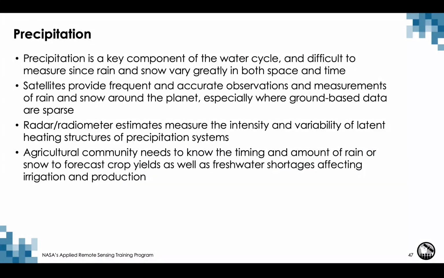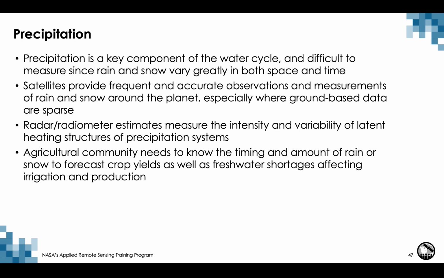Arguably, the most important agricultural weather parameter is precipitation. Precipitation is a key component of the water cycle and difficult to measure since rain and snow vary greatly in both space and time. Satellites provide frequent and accurate observations and measurements of rain and snow around the planet, especially where ground-based data are sparse.